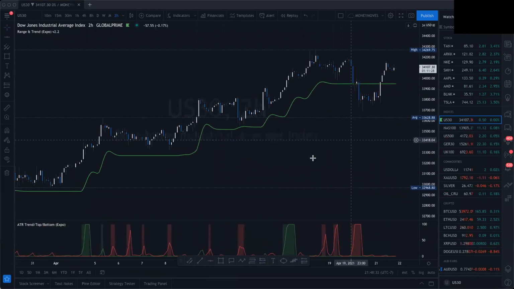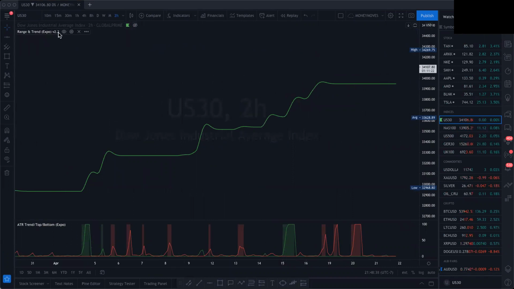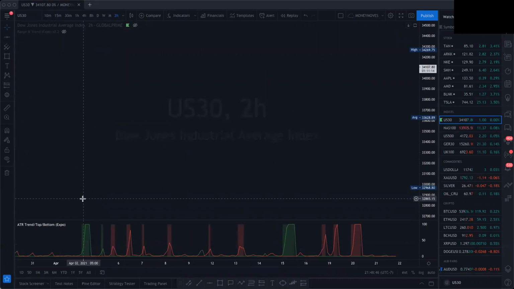Okay. So before I get into it, I think something important to point out is that you need to have a basic understanding of market structure to utilize this strategy. So this strategy is to get you into the pullback of a trade.